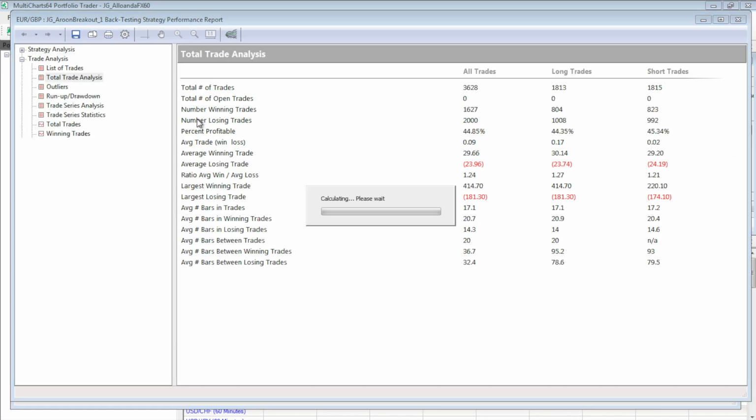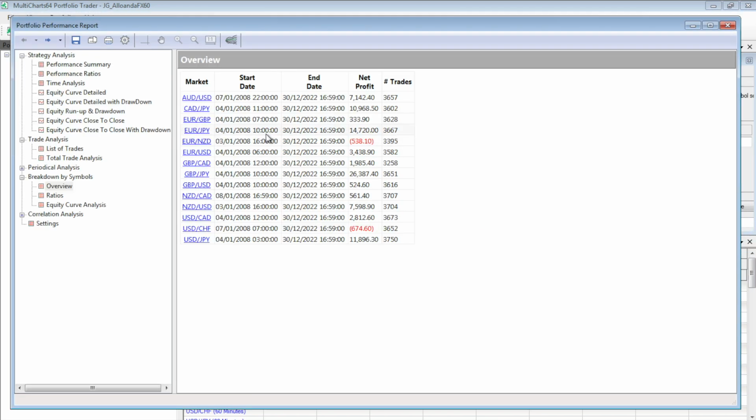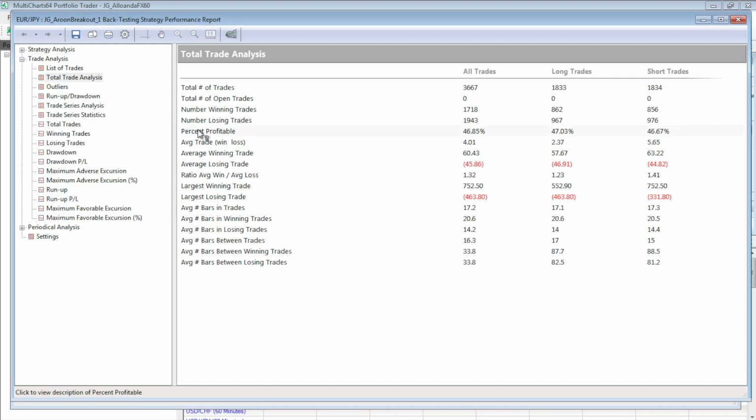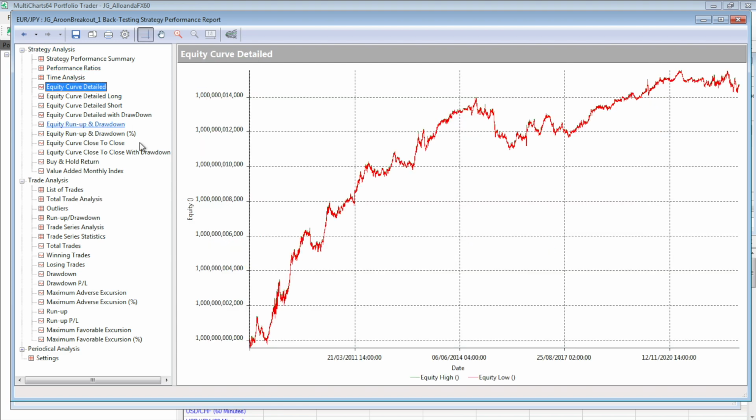Euro pound. Well, average trade value 0.09 pips, nowhere near high enough. Euro yen, average trade value of 4 pips, not really high enough either. Not a bad equity curve though.